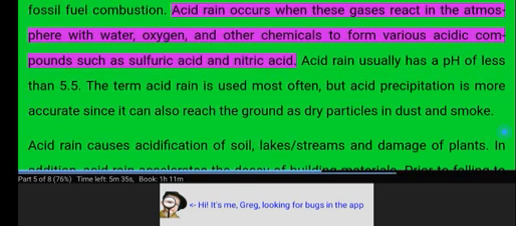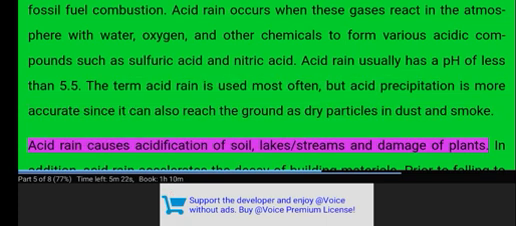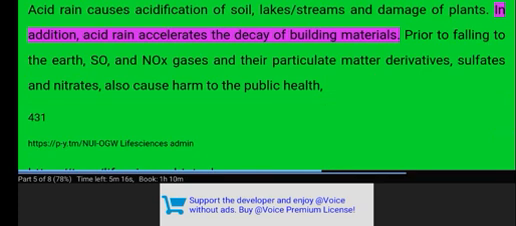Acid rain occurs when these gases react in the atmosphere with water, oxygen, and other chemicals to form various acidic compounds such as sulfuric acid and nitric acid. Acid rain usually has a pH of less than 5.5. The term acid rain is used most often, but acid precipitation is more accurate since it can also reach the ground as dry particles in dust and smoke. Acid rain causes acidification of soil, lakes, and streams, and damage of plants. In addition, acid rain accelerates the decay of building materials. Prior to falling to the earth, NOx gases and their particulate matter derivatives, sulfates and nitrates, also cause harm to public health.